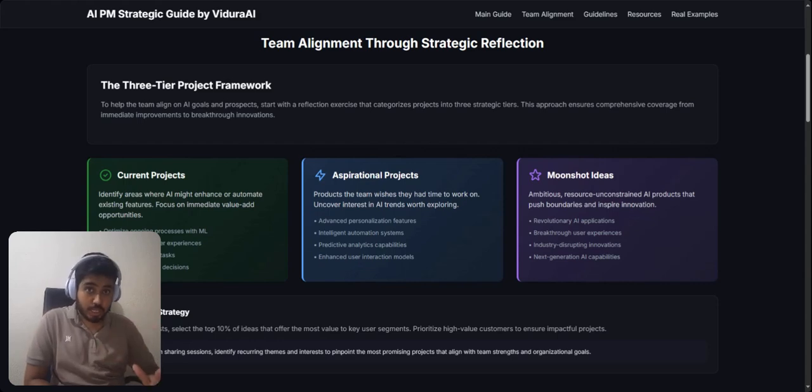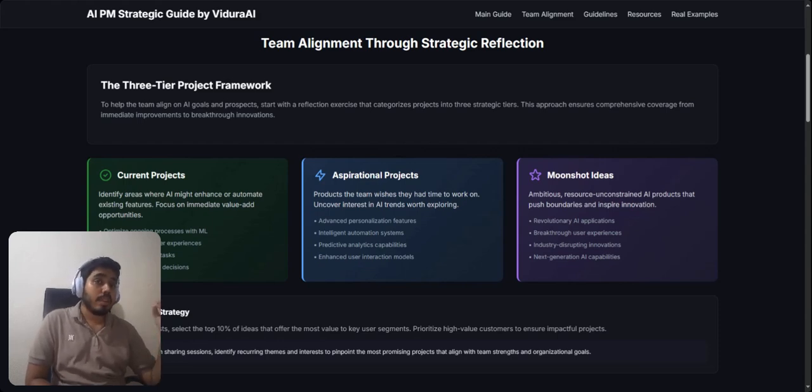Finally, we have moonshot ideas. So moonshot ideas are very ambitious and resource-unconstrained AI products that push your boundaries. Most companies are limited because they have resource constraints, it can be a physical resource or software resource, or a financial constraint. Because of that, they are unable to go to the moonshot ideas.